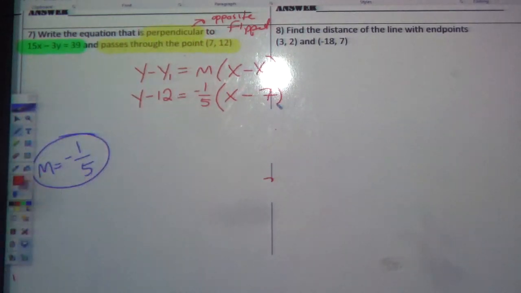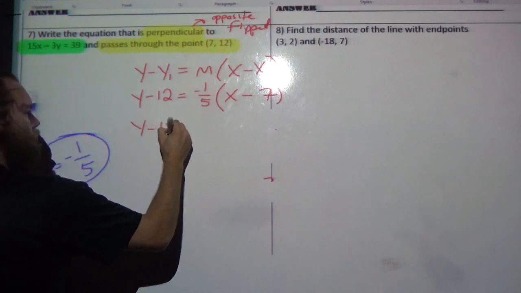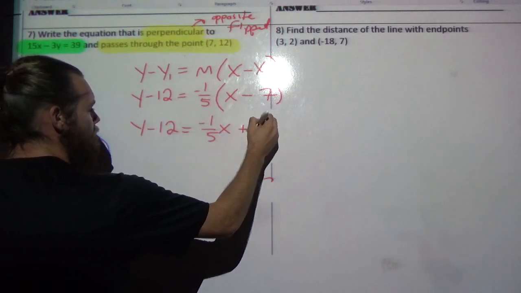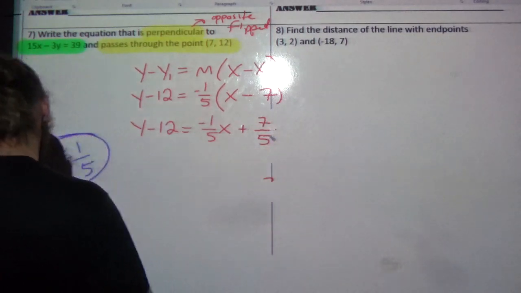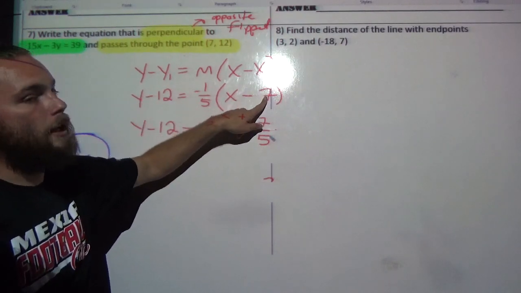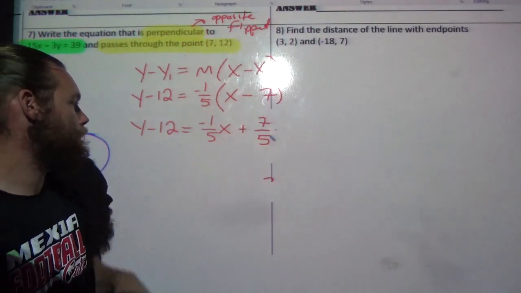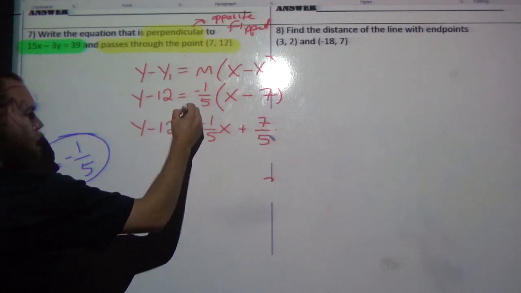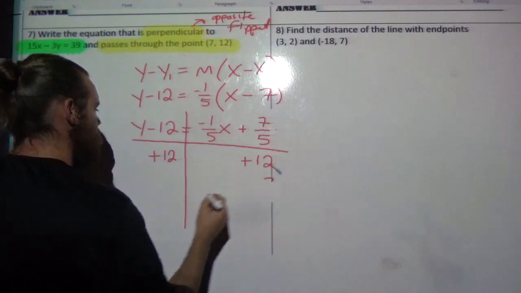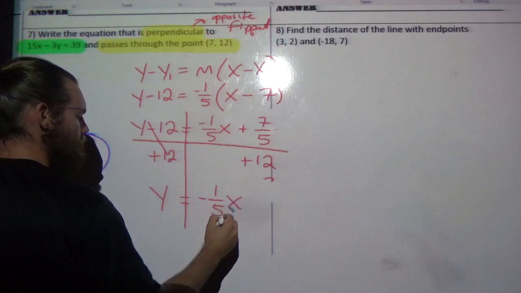From here, solve for y. So we have y minus 12 is equal to negative 1 over 5x plus 7 over 5. Again, to multiply a fraction times a whole number, multiply the whole number by the top. Negative times a negative is a positive. All right, keep solving for y. We have to add that 12. Add the 12. y is equal to negative 1 over 5x.